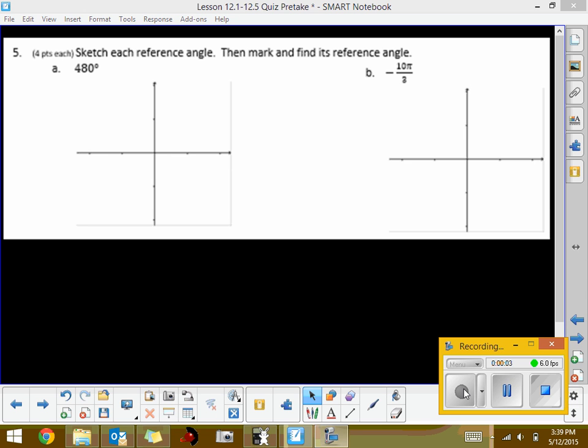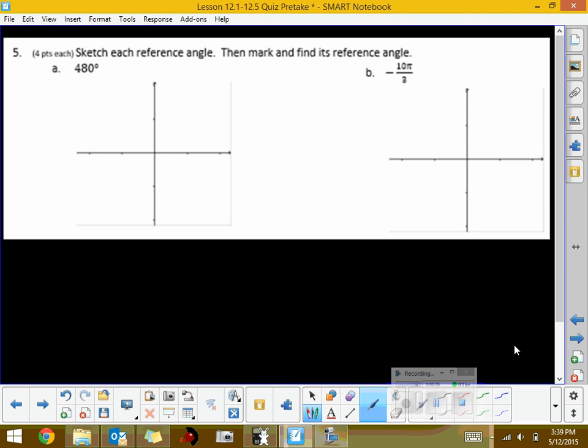Okay, we want to sketch each angle, and cross out "in the directions, reference angle there." So: sketch each angle, then mark and find its reference angle. There's a little bit of cleanup on the directions that I should have had. So we're going to start off with sketching the angle.